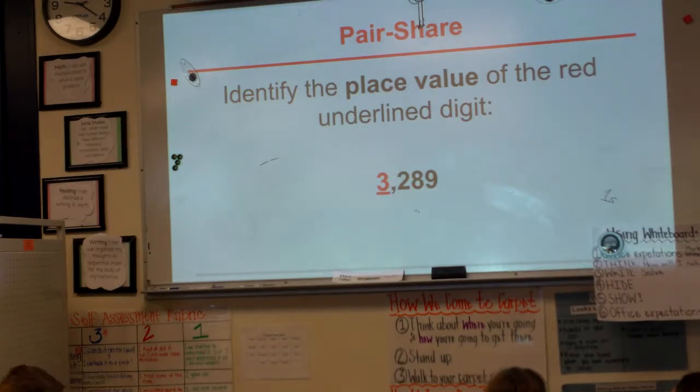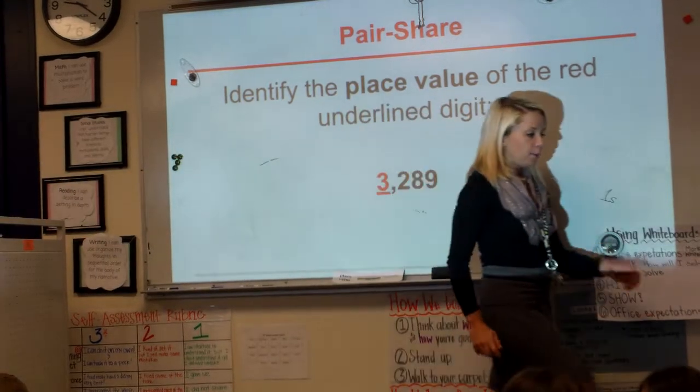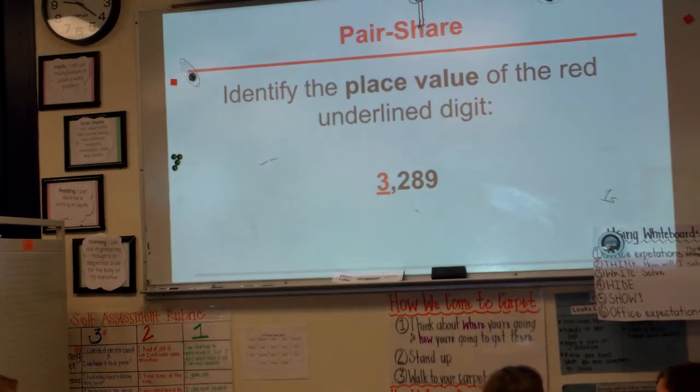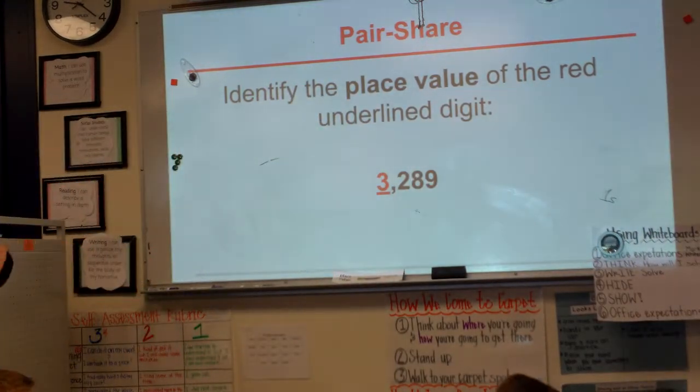Again, I want you to identify the place value of the red underlined digit. Turn and talk with your elbow partner. Finish up that conversation in 3. Ready to go at 2. Voices off, eyes up front at 1. Dee Dee, what place value is that 3 in? Thousands. Thumbs up if you agree with Dee Dee. Thumbs down if you do not. Thank you for that response, 4th grade.